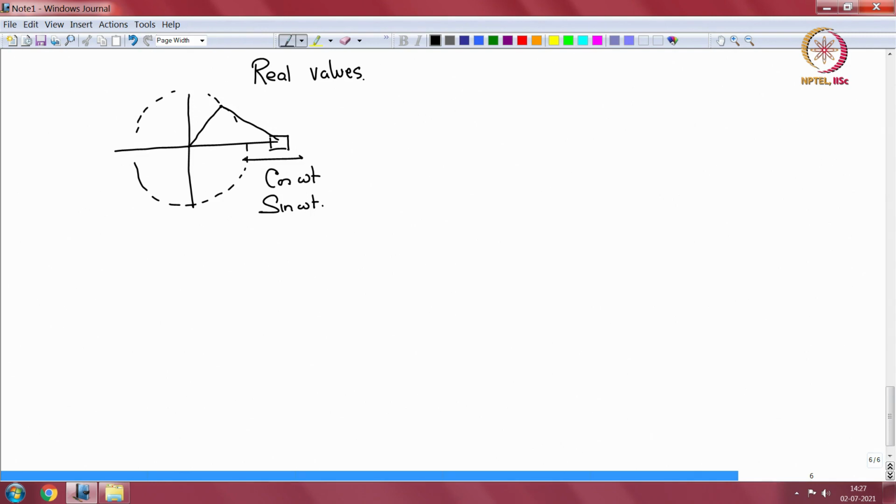So then how do we get it back? We get it back by saying that a cos omega t, which could be the movement of this mass. This mass could be moving like a cos omega t. This is equal to the real part of a e to the power j omega t.